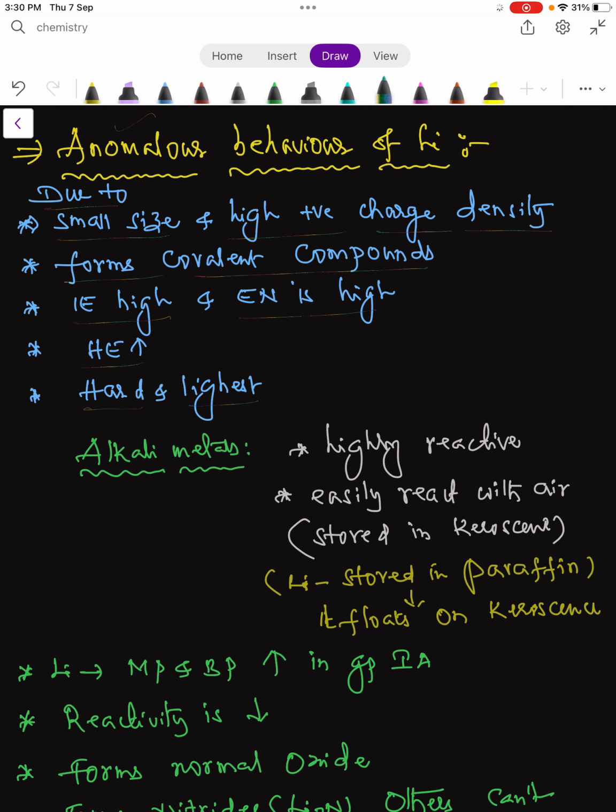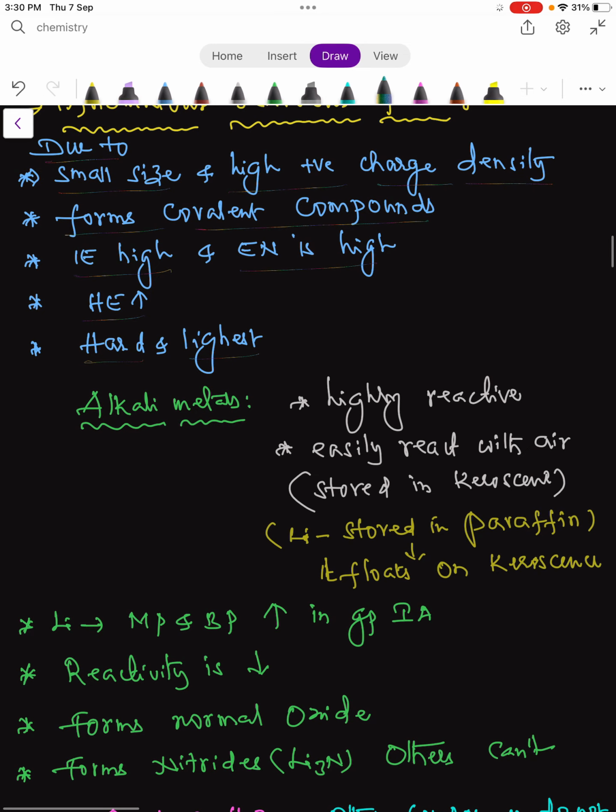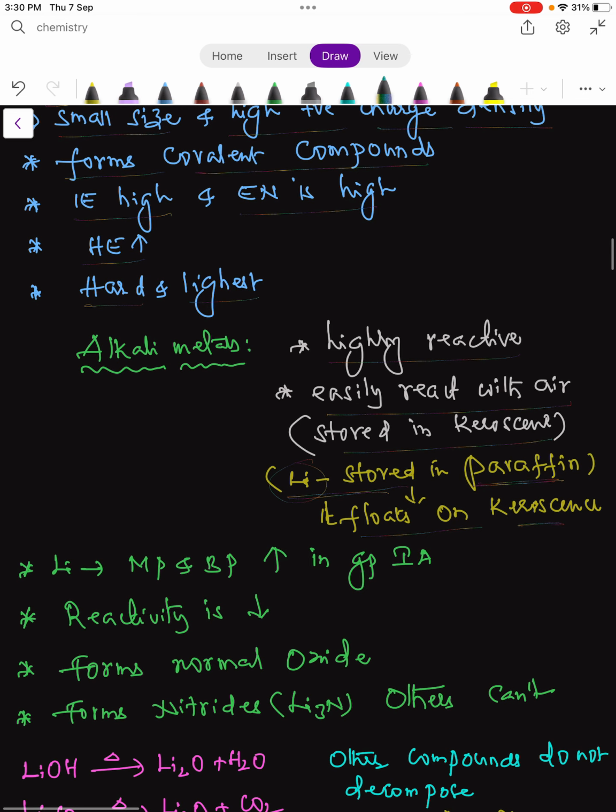Next, let us see. Alkali metals are highly reactive and easily react with air, and generally alkali metals are stored in kerosene. But lithium, if we consider, is stored in paraffin. Why? Because it floats on kerosene. That is the reason instead of kerosene, paraffin is used to store alkali metals, generally that too lithium.